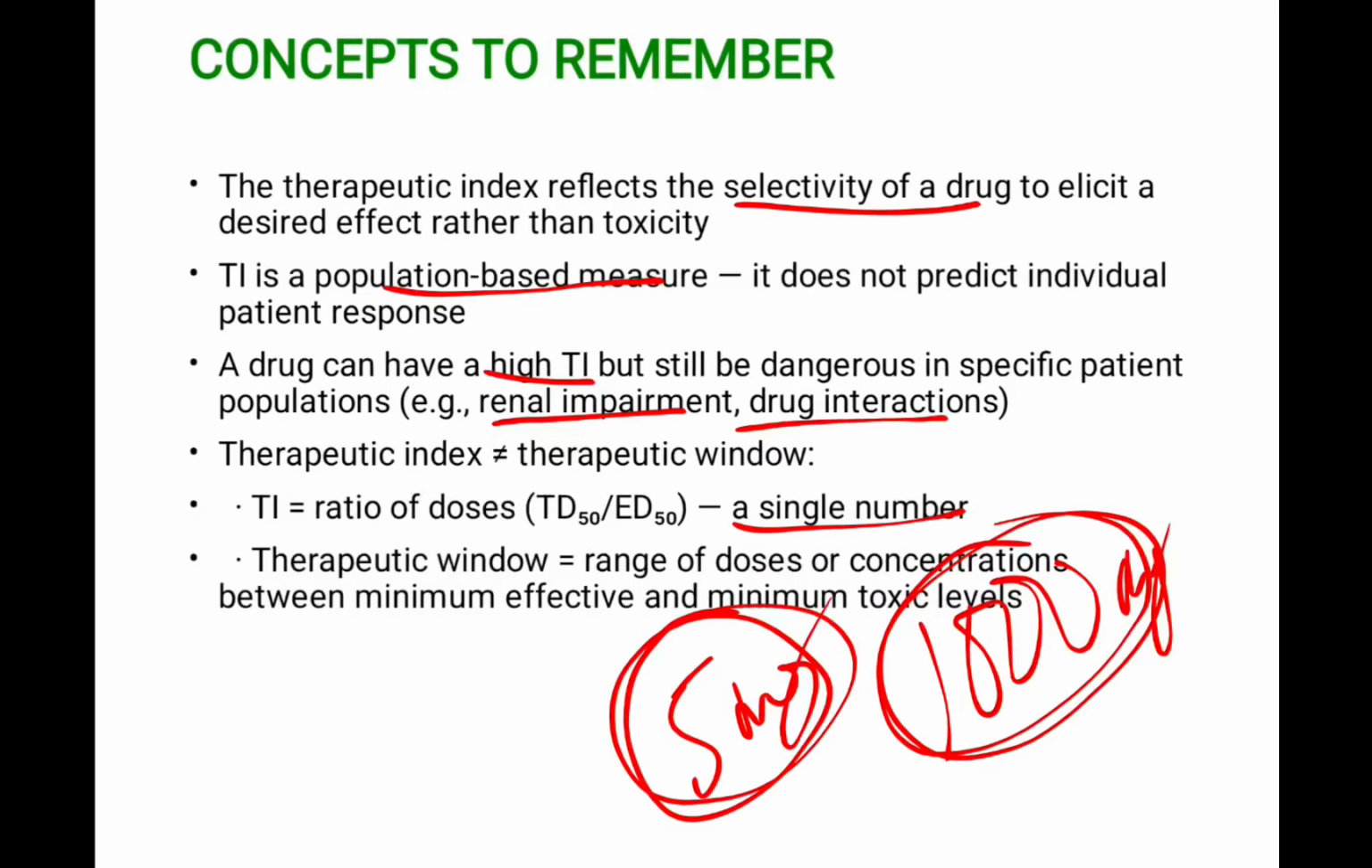So therapeutic index is a single number, while therapeutic window is a range of doses or concentrations between the minimum effective and the minimum toxic. Therapeutic window is a range of doses. Therapeutic index is a single number. Please take note of that.